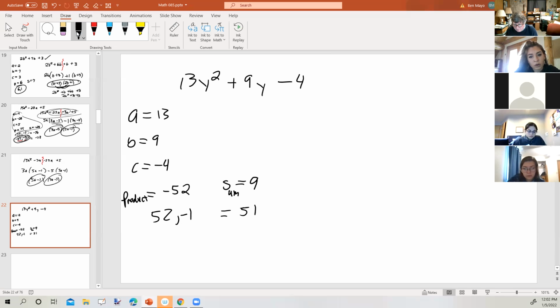What? I don't get that part. What's 52 plus negative 1? Oh, 51. So its sum is 51. What I'm doing is I'm picking a pair of numbers that match the product, and then I'm considering their sum to see if I get a 9.